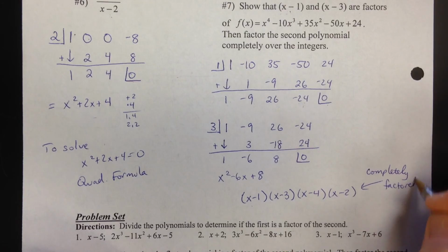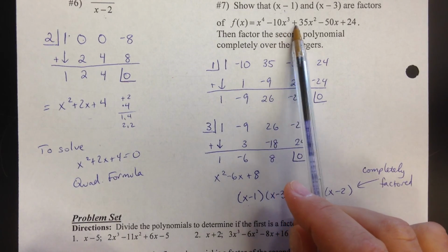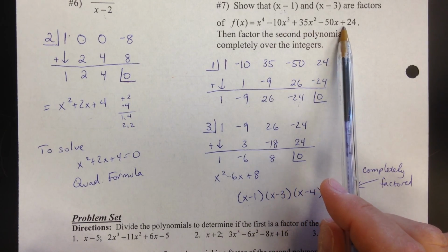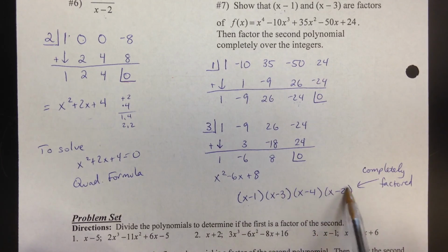The original polynomial, which was x to the 4th minus 10x to the 3rd plus 35x squared minus 50x plus 24, is equal to this. These are all the factors broken down. And that is the end of the notes.